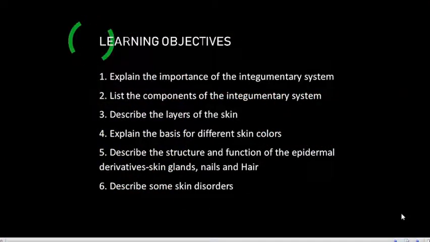Okay, we have a couple of objectives in finishing this chapter. First of all, you will learn the importance of the integumentary system as well as its components. You will be able to describe the different layers of the skin and explain the basis for different skin colors, or where these different skin colors originate. You will be able to describe also the structure and function of the epidermal derivatives such as your skin glands, nails, and hair. And at the end of the chapter, we will be talking about different types of skin disorders.